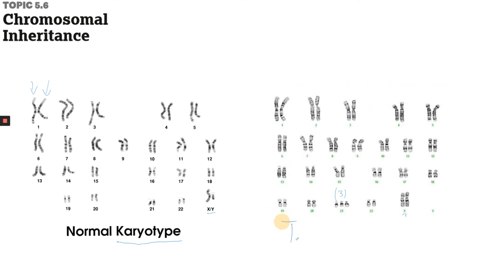This is called trisomy 21. This is commonly known as Down syndrome. Down syndrome, right? You've probably heard of this. Individuals that have a trisomy 21 situation have very distinct features. There's many other versions of this that can occur.